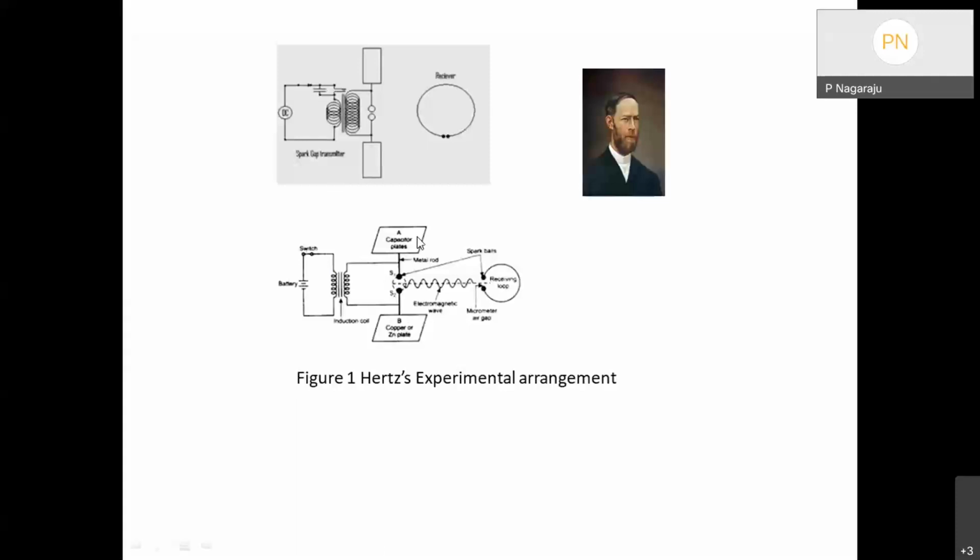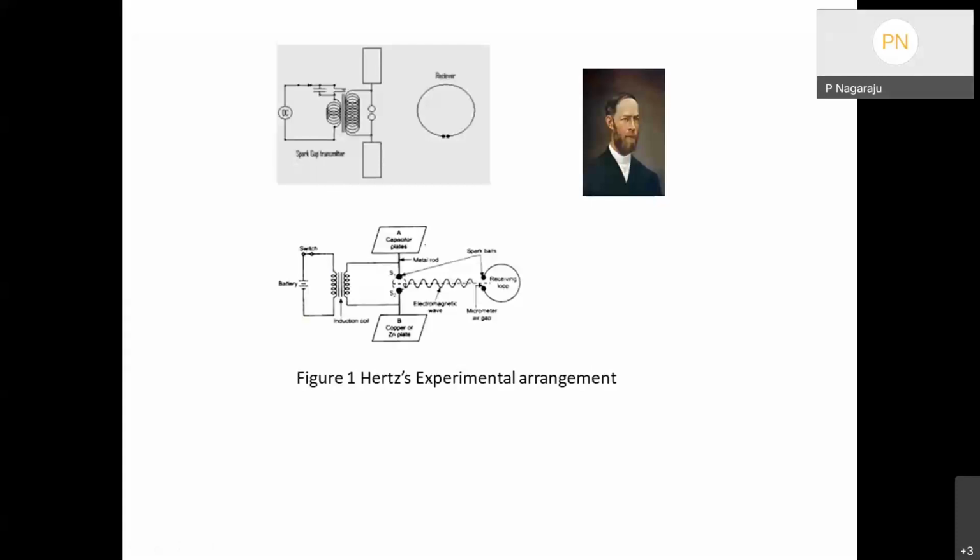And these two plates A and B act as a capacitor. You know, for a capacitor, there must be two parallel plates, and these two are the parallel plates. And these two plates are connected to metallic spheres S1 and S2, and they are connected by means of a thick wire, or in other words, you may call them as metal rod. And these two are connected to the secondary of the transformer, rather the induction coil.